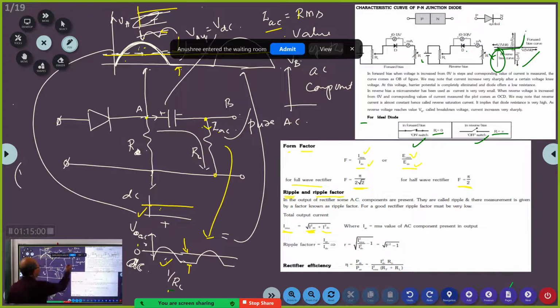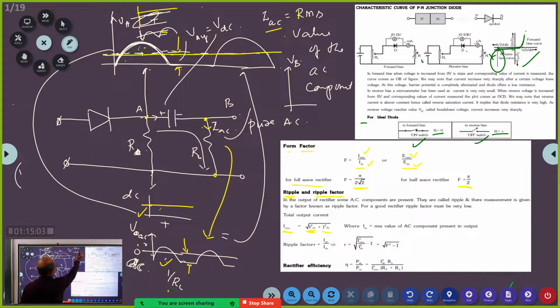Now you understand. IAC means the RMS value of the AC component. Okay? So therefore the total RMS value is split into two: the root of the RMS value of the AC component squared plus the DC component squared. Got it? Yes, sir.